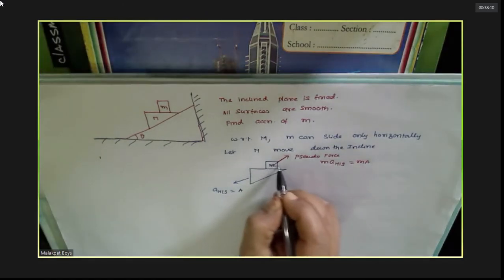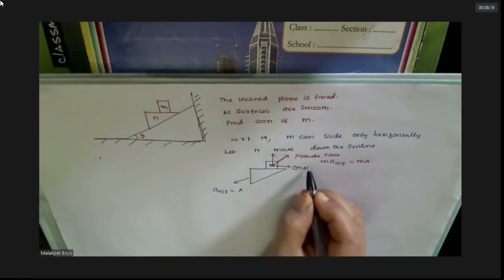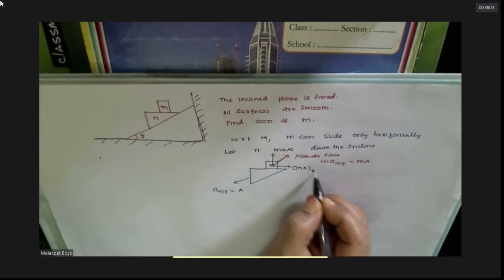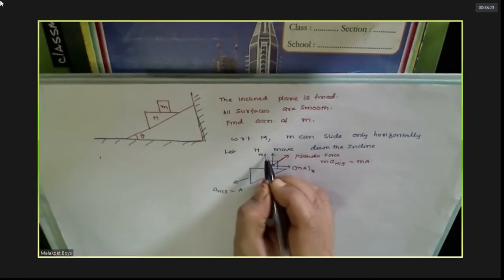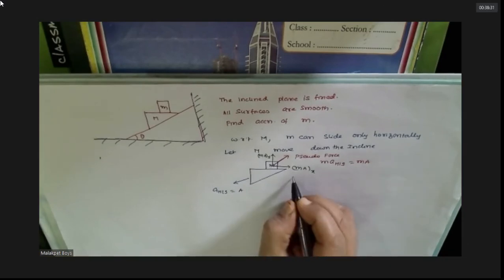Now, because of that, what will happen? This has two components. One is this component, the other is this component. So this is nothing but ma along the x direction. What is this? Ma along which direction? Y direction. Do you agree with this? Yes, sir.